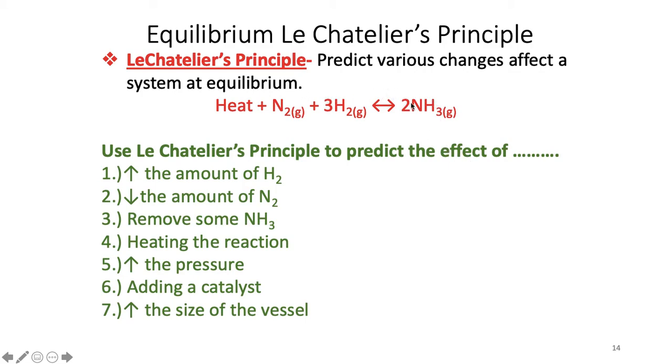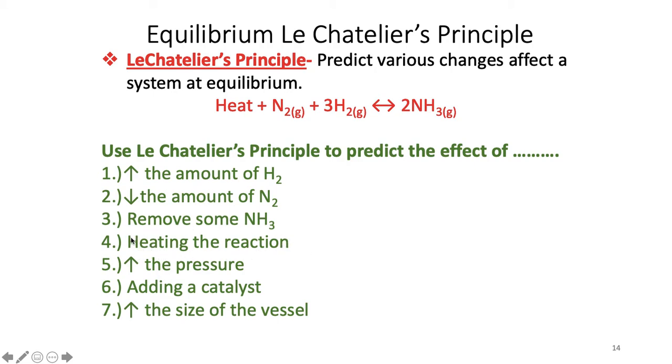If I were to add NH3, to counteract my change, the reaction would shift towards the reactants, because it would want to get rid of the extra NH3 that I put in there. So it would shift towards the left.